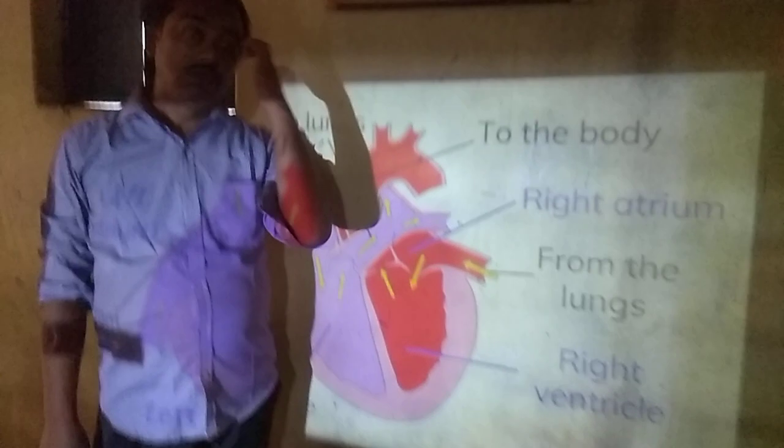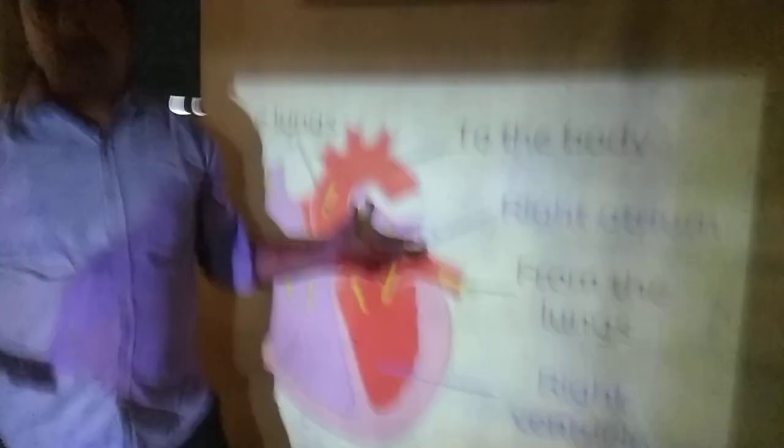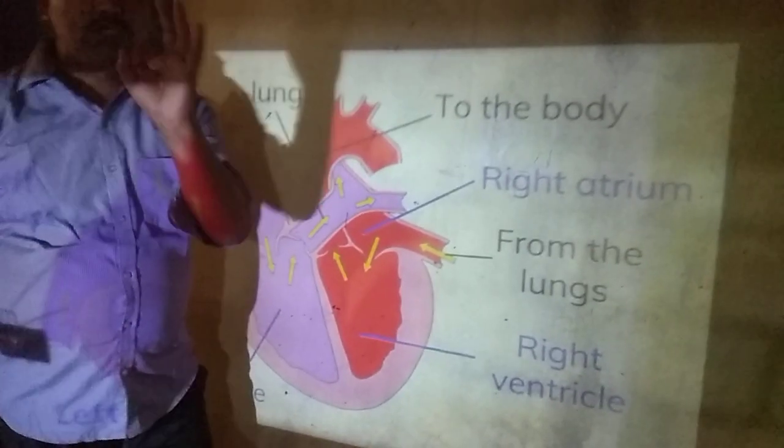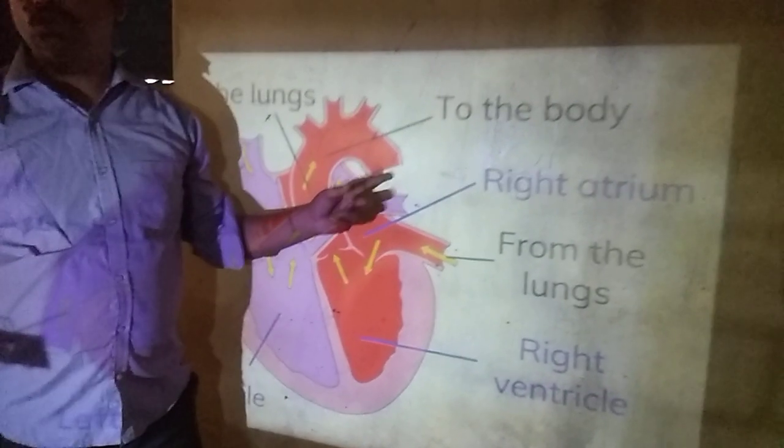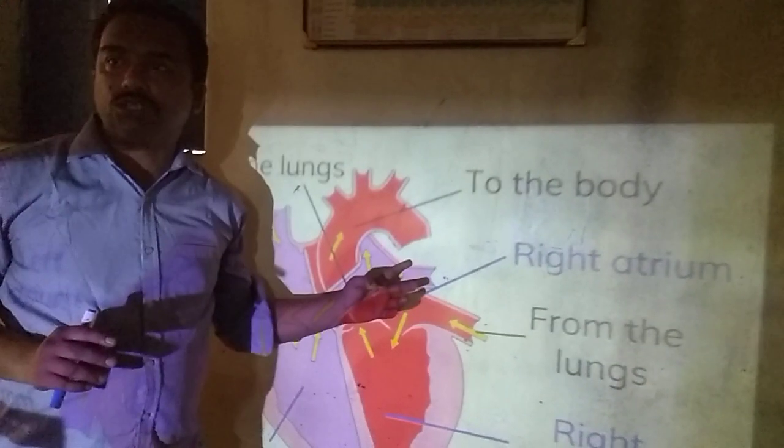Today we will read about some topics. In the previous class I taught you about the structure of the heart. Today the most important thing we will read about is the double circulation. Let's have some feedback regarding the structure of the heart.